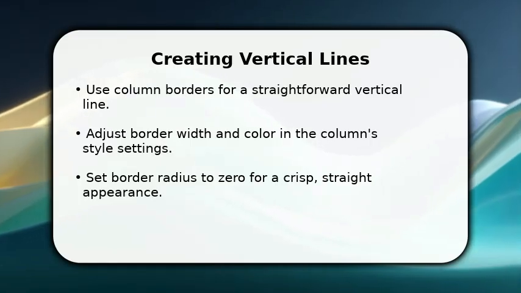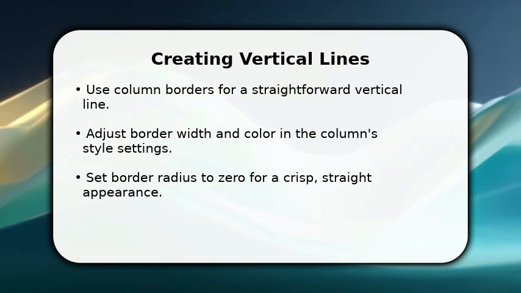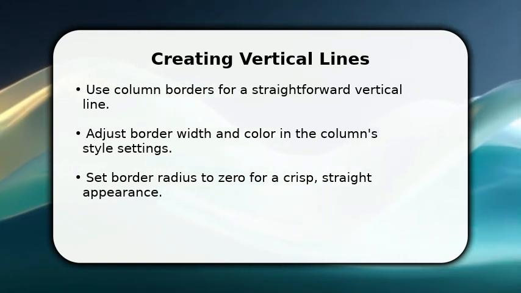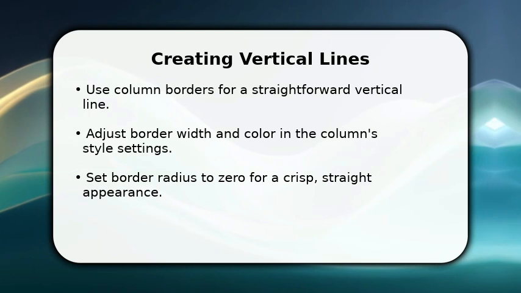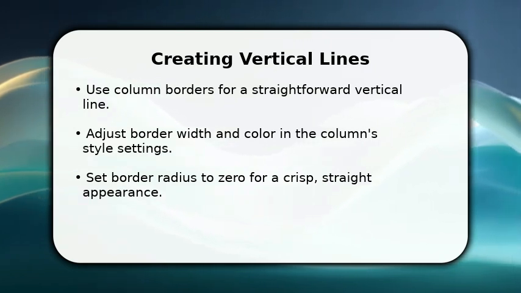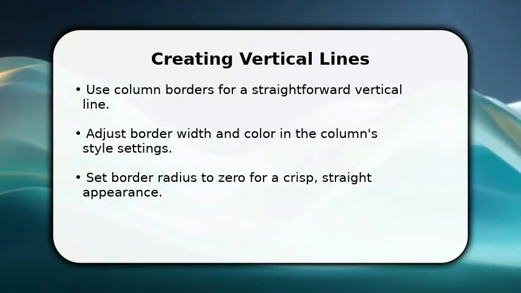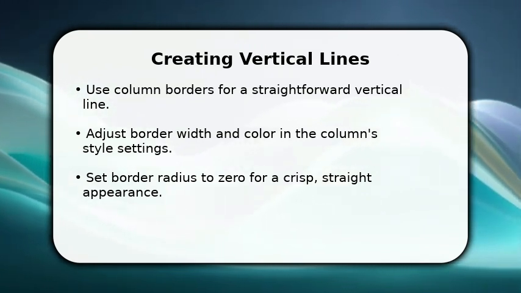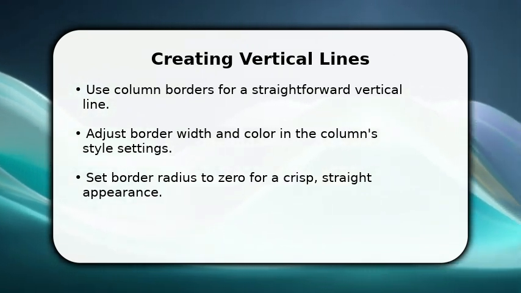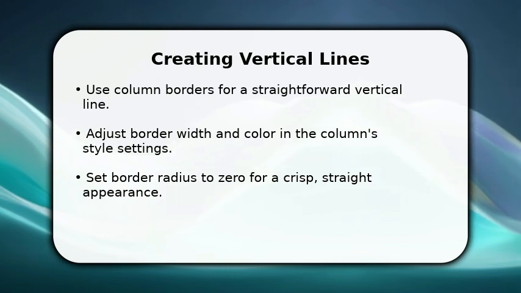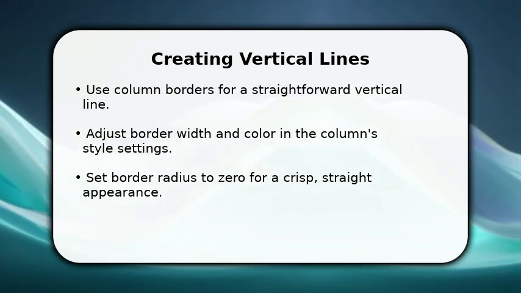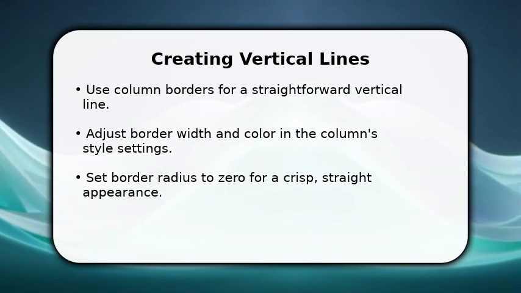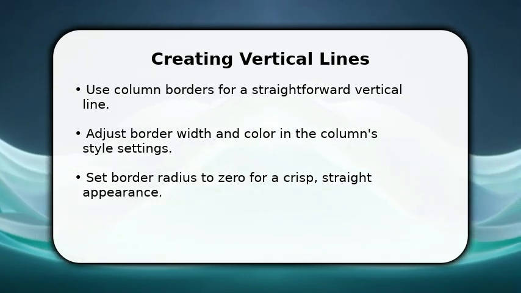In this video, I will show how to make vertical lines in Elementor. First, let's explore using column borders. Navigate to your column's advanced settings, then the Style tab. Here, you can set a border on one side, like the right or left. Adjust the width to a few pixels, perhaps 2 or 3, and choose your desired color. Ensure the border radius is set to 0 for a perfectly straight line. This method is quick and effective for simple divisions.